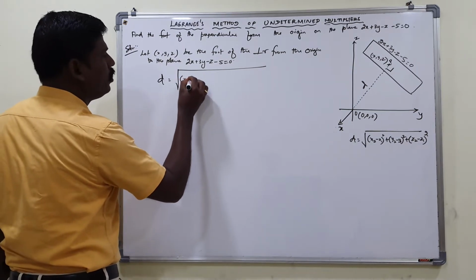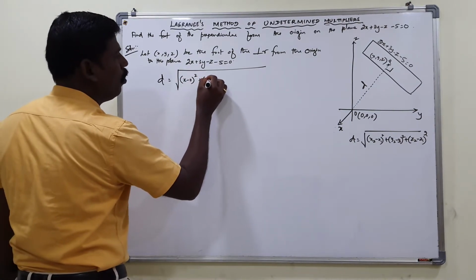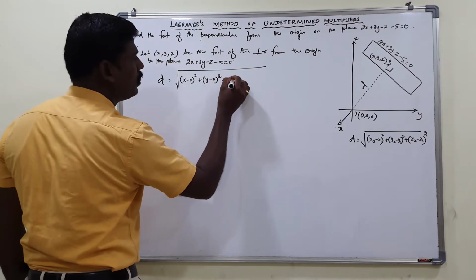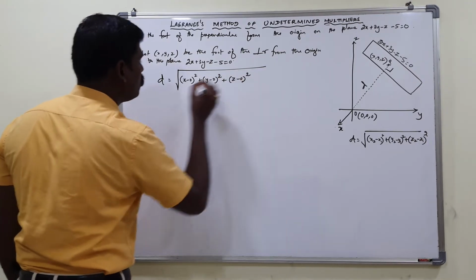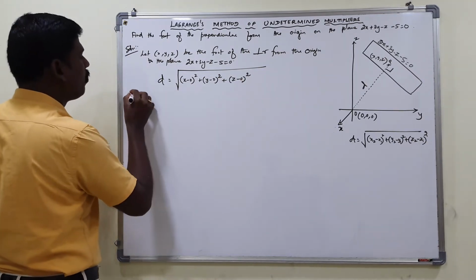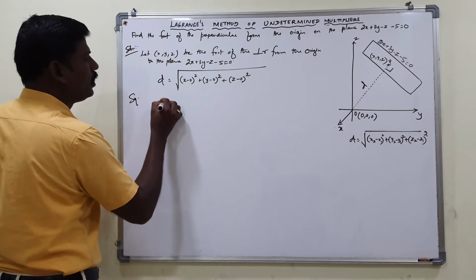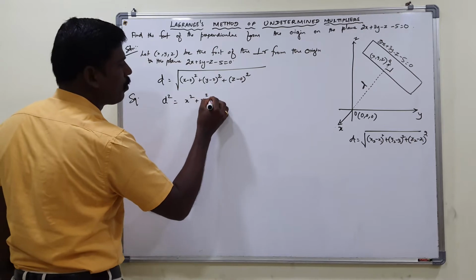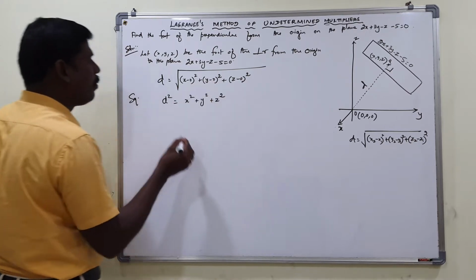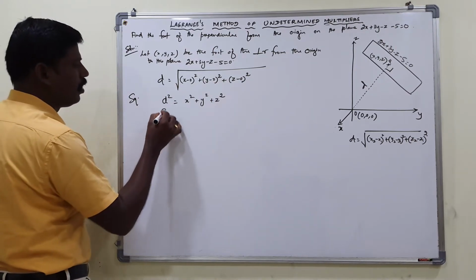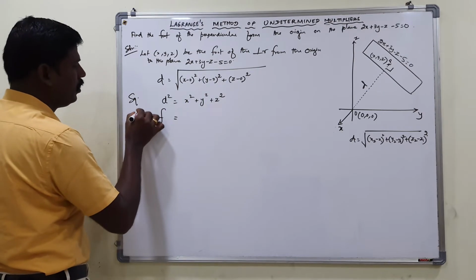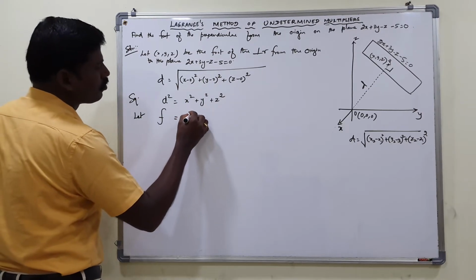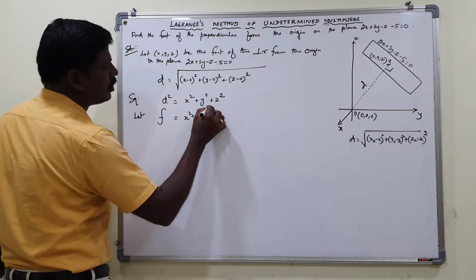Applying this formula to these points, what will you get? x minus 0 the whole square plus y minus 0 the whole square plus z minus 0 the whole square. Squaring on both sides, d square is equal to x square plus y square plus z square. Let this function be f, x square plus y square plus z square.